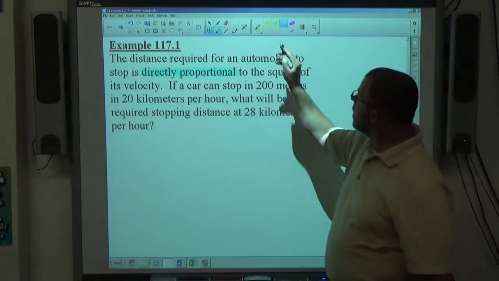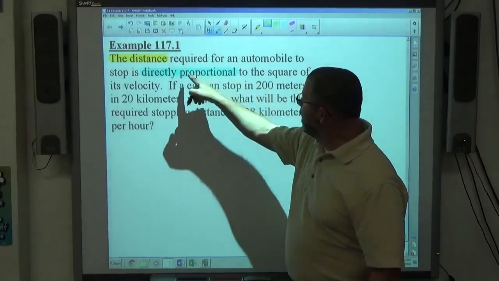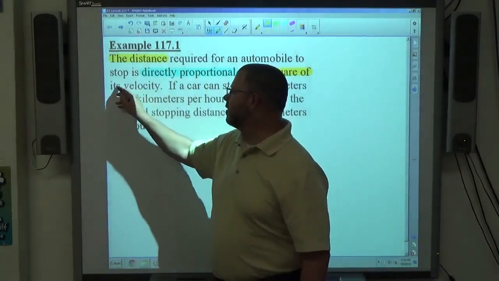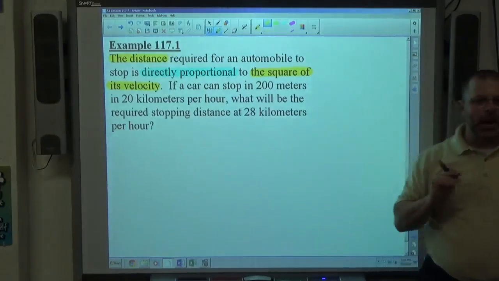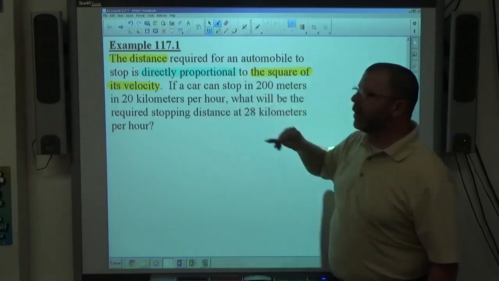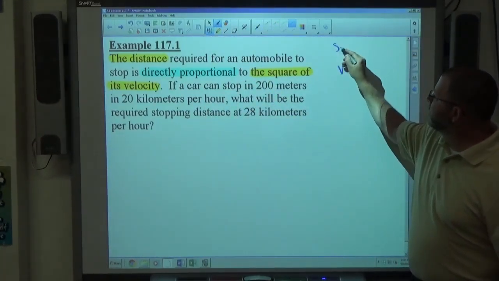So the distance varies directly as the square of its velocity. Right now, the other difference here, other than the words directly proportional instead of varies directly, is notice it says the square of its velocity. A lot of people get messed up on square and square root. So the square of its velocity looks like this.